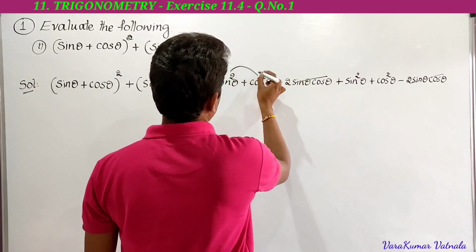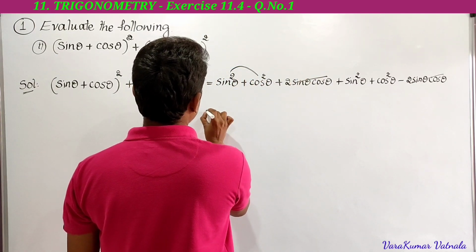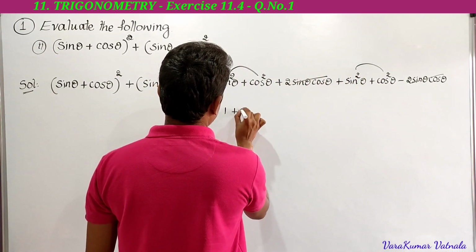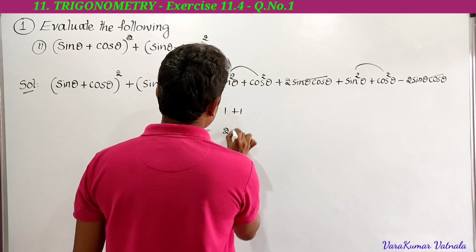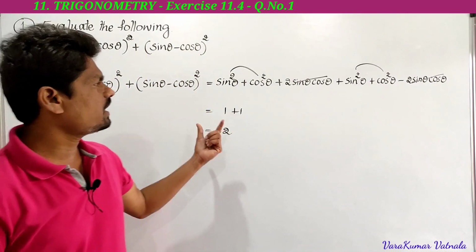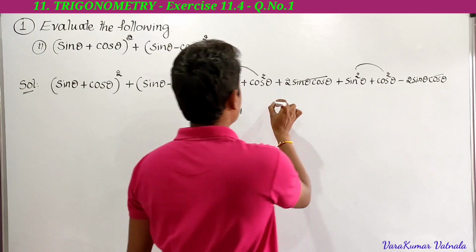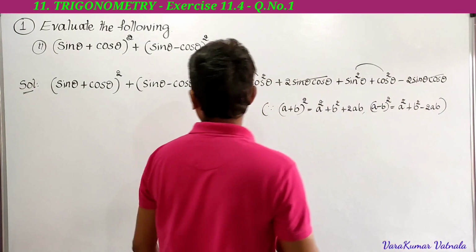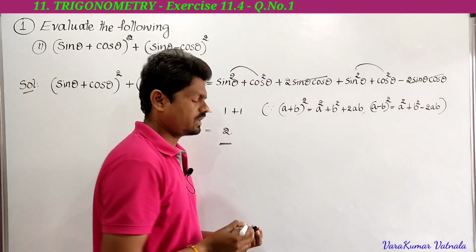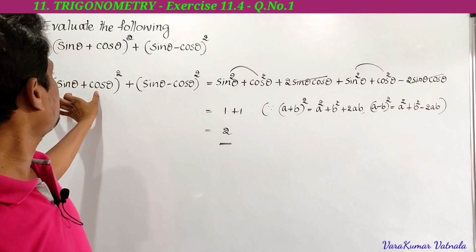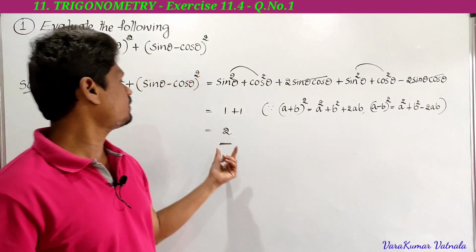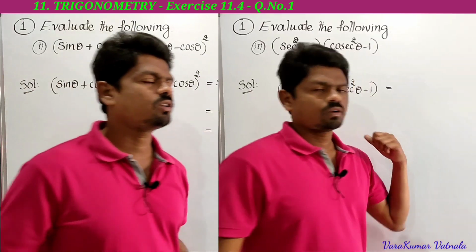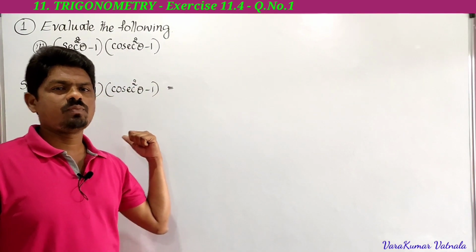So just here sin square plus cos square theta equal to 1. So here also sin square plus cos square theta equal to 1. So 1 plus 1 is equal to 2. So very easy. So here two formulas we have applied, and using these two formulas we have expanded. So the value of sin theta plus cos theta whole square plus sin theta minus cos theta whole square is 2. So this is the second bit. Next we have to solve the third bit. This is the third bit in the first problem.